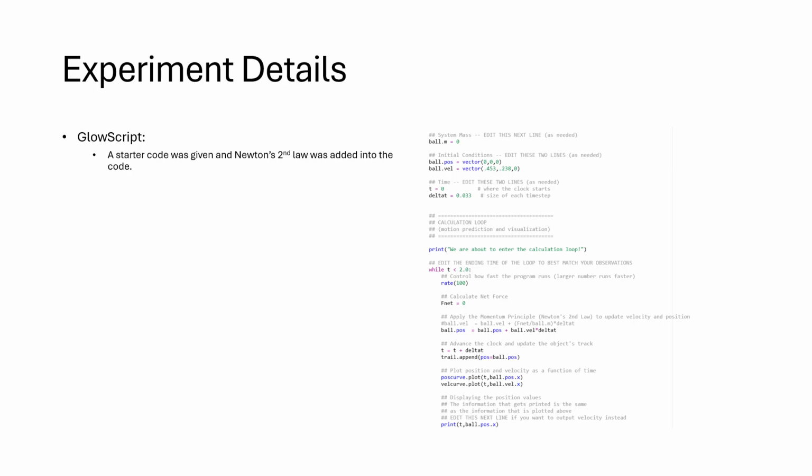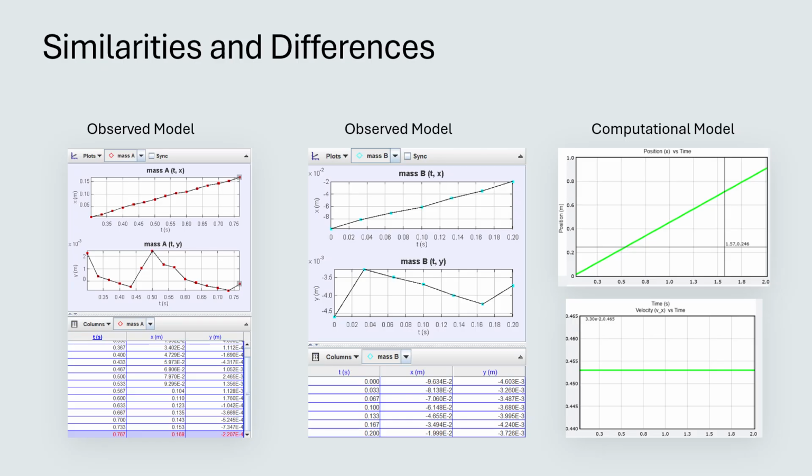These are the initial conditions, the ball velocity and the ball position within our experiment. You may have seen this slide before, but these are the results of our experiment. These are the observed models of our system that we set up, and of course we have the computational model to the right of it.